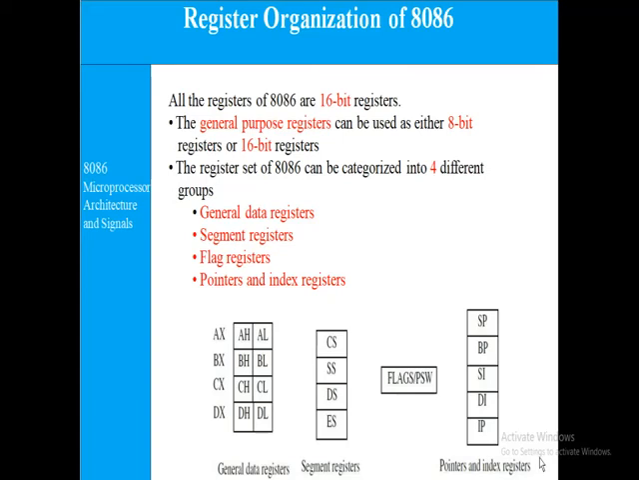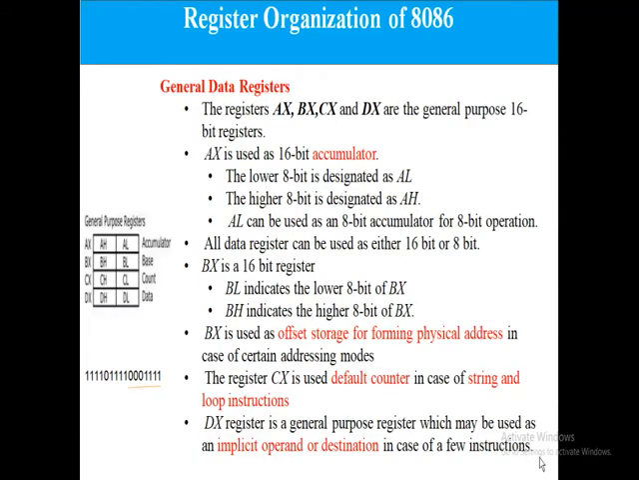First one is general purpose registers. They can be used as 8-bit registers or 16-bit registers. In the 8086 register set, the registers are categorized into 4 different groups: general data registers, segment registers, flag registers and pointers and index registers. The figures are shown here. First one is general data registers. There are 4 general data registers mainly used for general purpose operations: AX, BX, CX and DX.